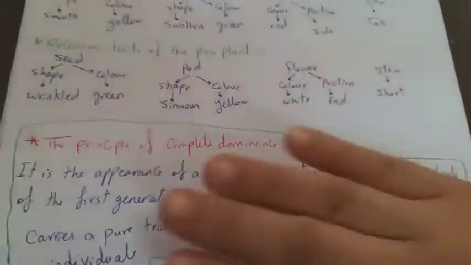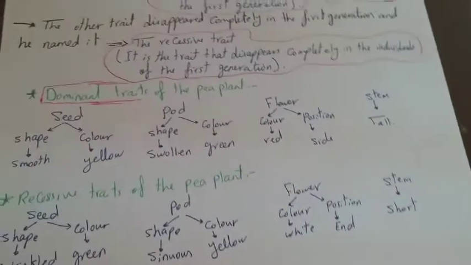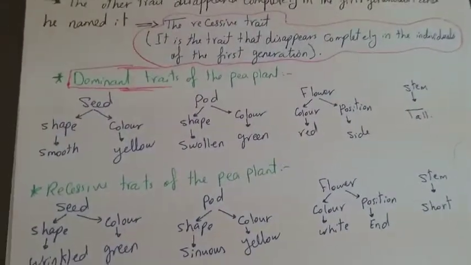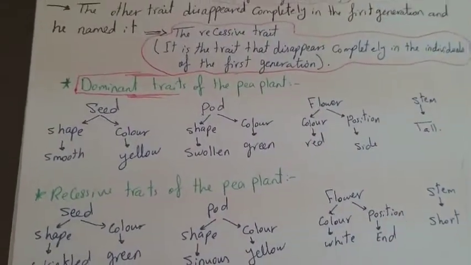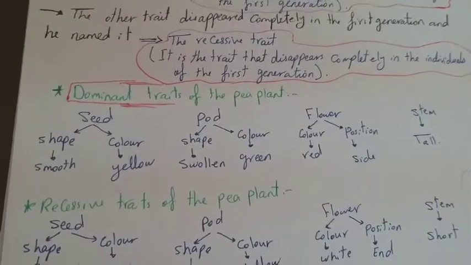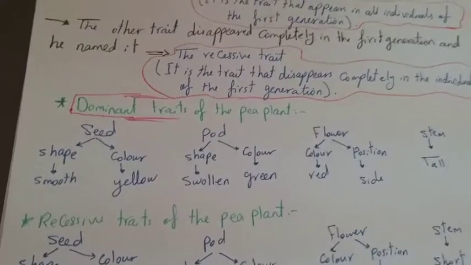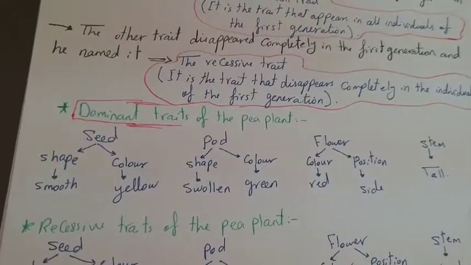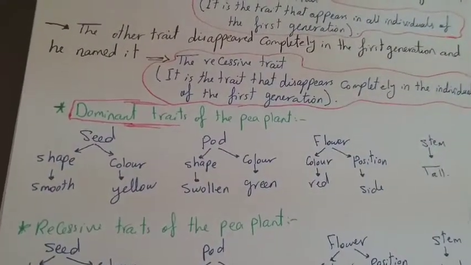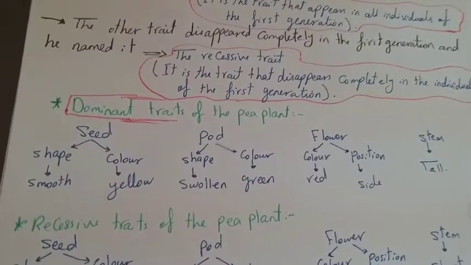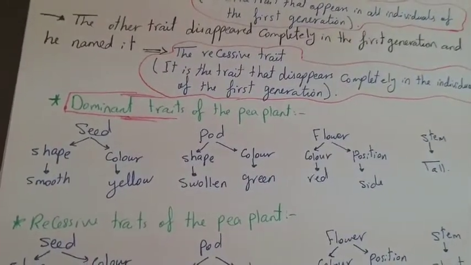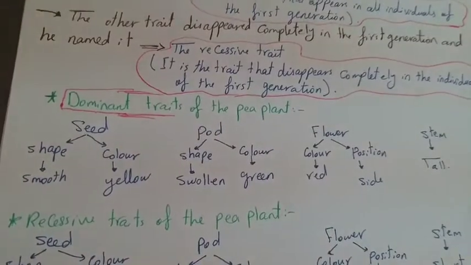Again, what is the principle of complete dominance? It is the appearance of the dominant hereditary trait in the individuals of the first generation, when two individuals are crossed and one of them carries a pure trait contrasting to, or opposite of, the trait carried by the other individual.